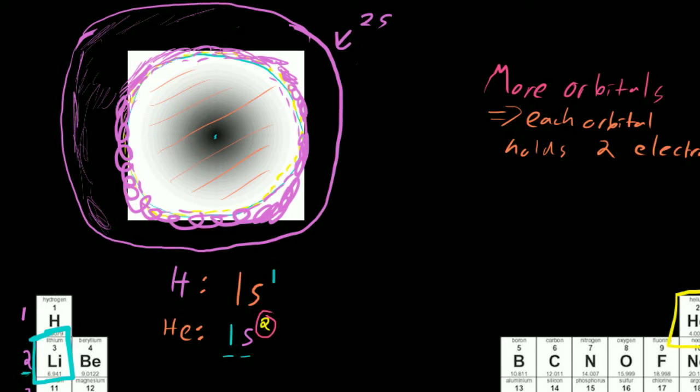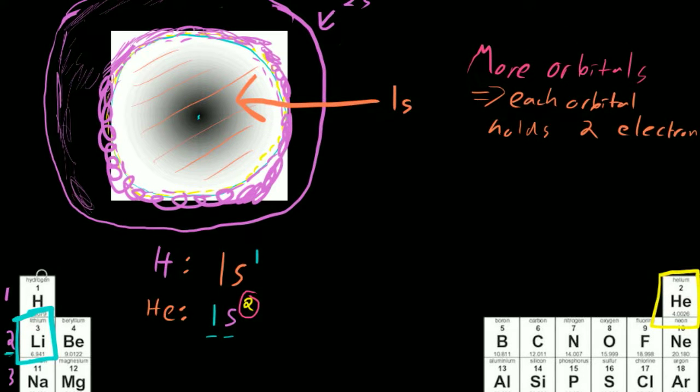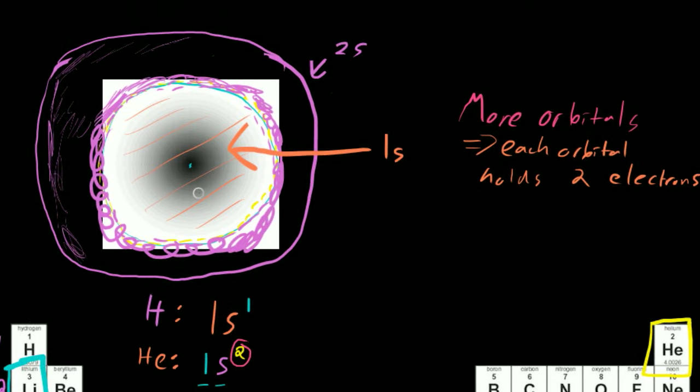And so you can also imagine, how many electrons are going to be in our 1s orbital? Well, it's going to be full, right? Because we're adding electrons. One electron would look like hydrogen, 2 electrons would look like helium, and then 3 would look like lithium. So we're going to fill up our lowest energy orbital.